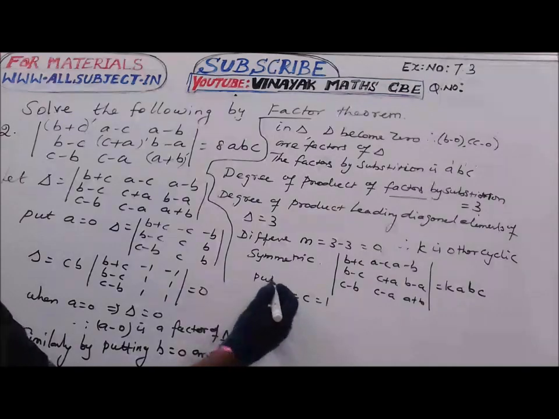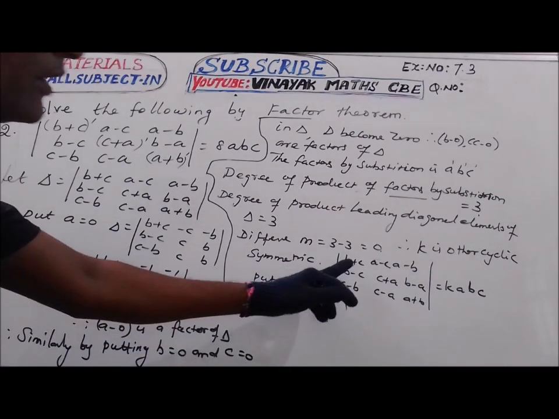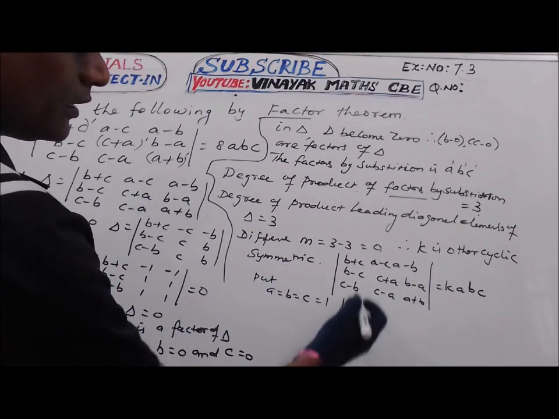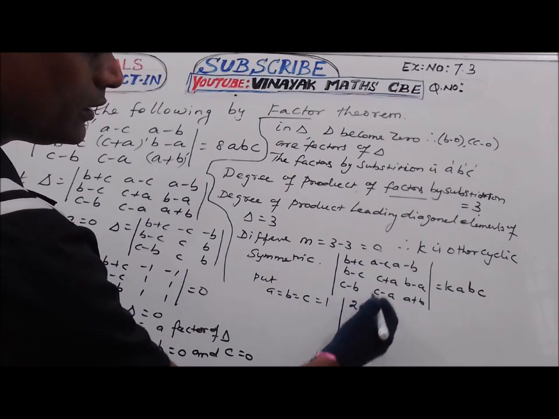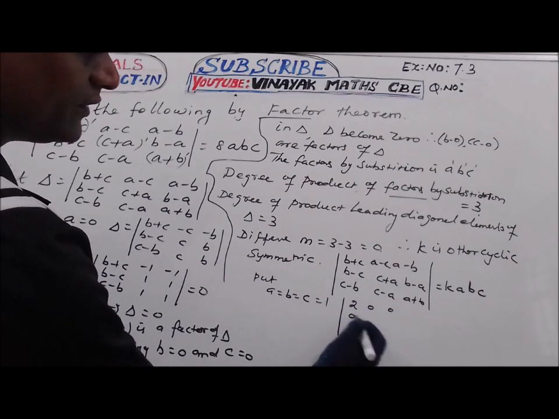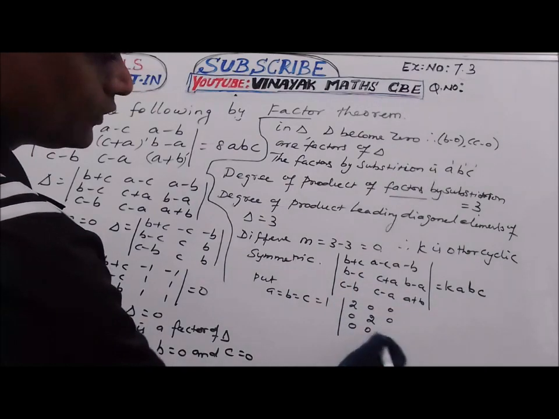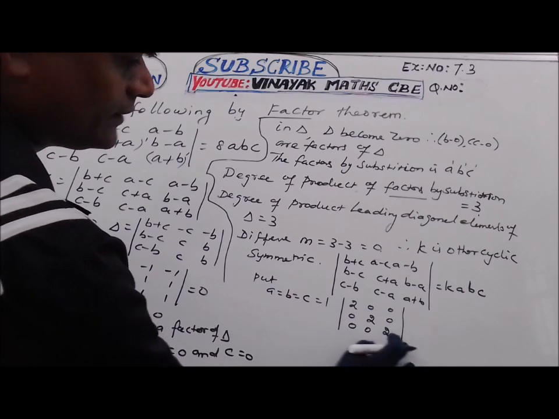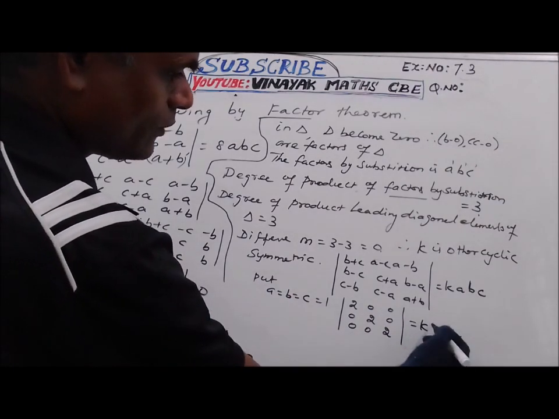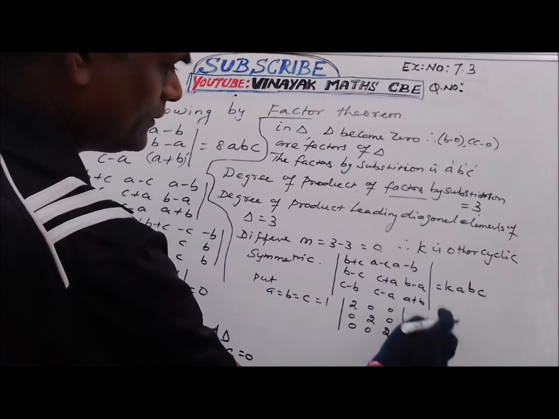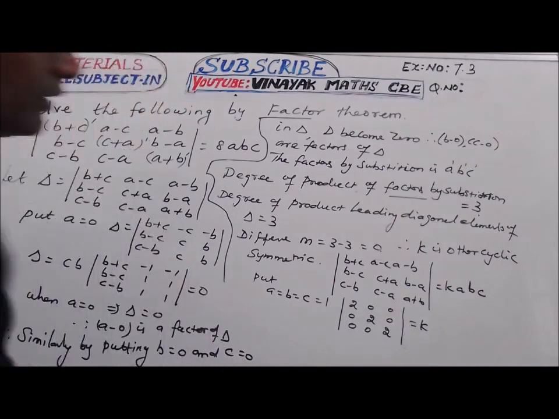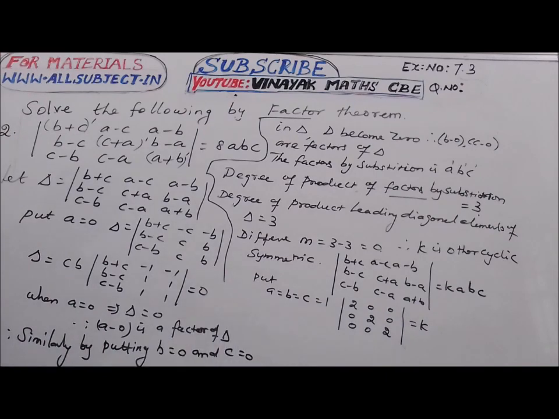Substitute a equal to b equal to c equal to 1 in the above. We'll get, on the left side, 2, 0, 0, 0, 2, 0, 0, 0, 2. On the right side we have k into 1, that is equal to k. Now, simplifying the right side, finding the determinant value, this is a scalar matrix.